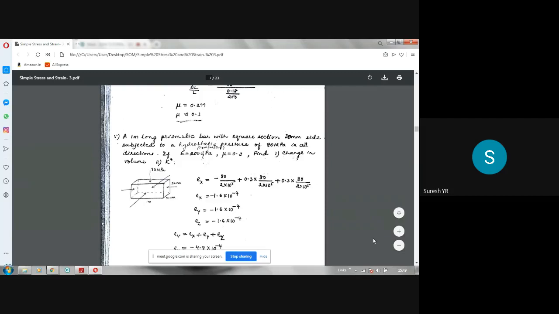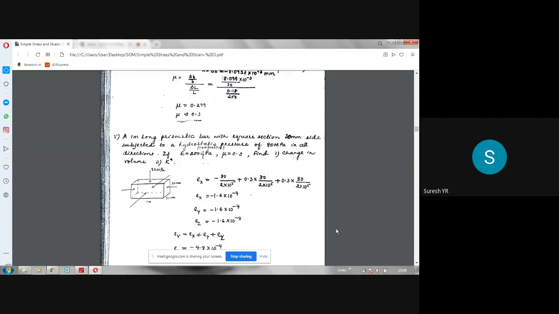Hydrostatic pressure means, see, let me explain this problem. A 1 meter long prismatic bar with square section 30 mm side. So 30 mm by 1 meter length. So length is 1 meter, but this one is 30 mm by 30 mm. So width is 30, thickness is also 30, depth is also 30. Is subject to hydrostatic pressure.